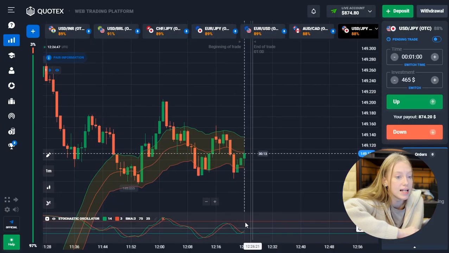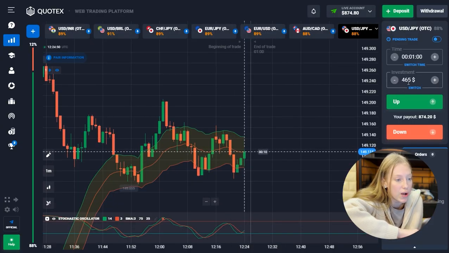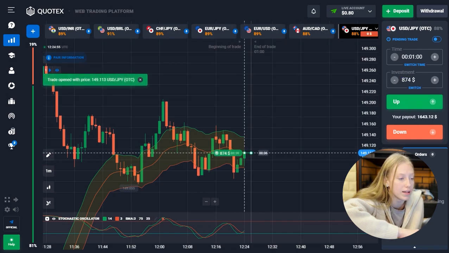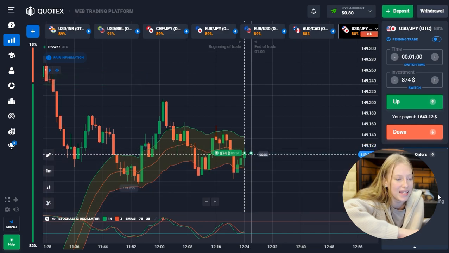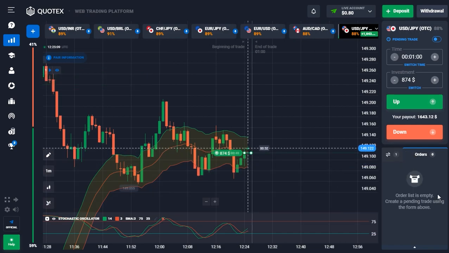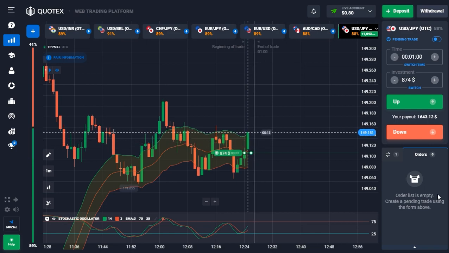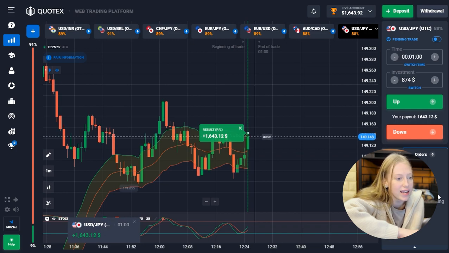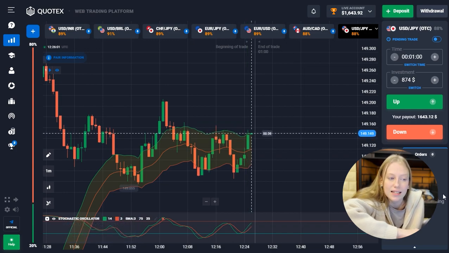So here we see that the mark of 25 has been crossed on the stochastic oscillator. This is our first signal to increase. The second signal for an increase is that the candles have pushed off from the lower line of the Keltner channel and are now moving to the upper one. I open the deal up for 1 minute. And as we can see, the deal closes successfully again. This is really the best and easiest strategy, also perfect for beginners.